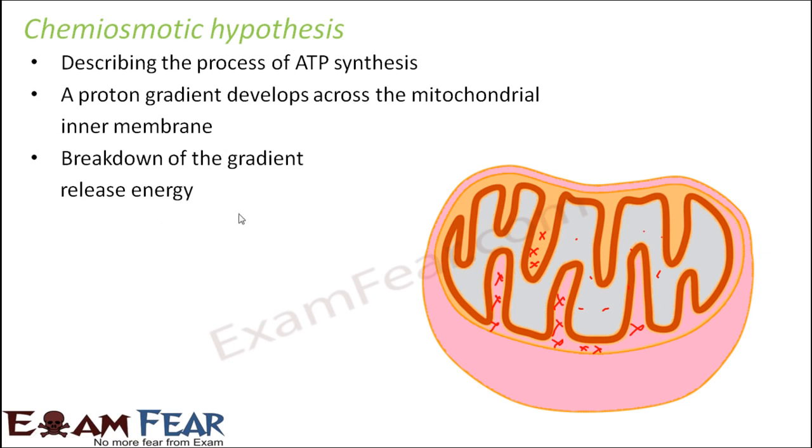Breakdown of this gradient releases energy. When I say breakdown of this gradient, that means right now the gradient is there. This portion has a very high concentration, and this portion the concentration is very less. But as soon as the protons start to flow from this region to this region, the proton gradient will begin to decrease. So the breakdown of the gradient will occur, and this breakdown will release energy which will be utilized to synthesize ATP. So that is the concept of the chemiosmotic hypothesis.